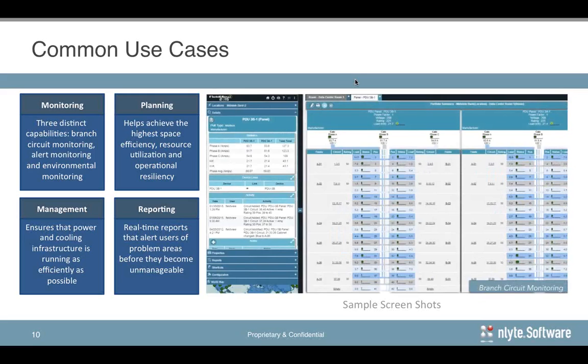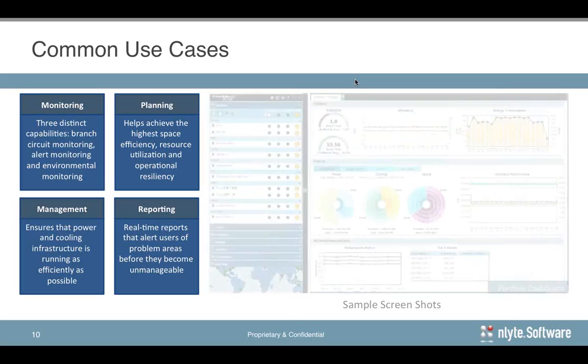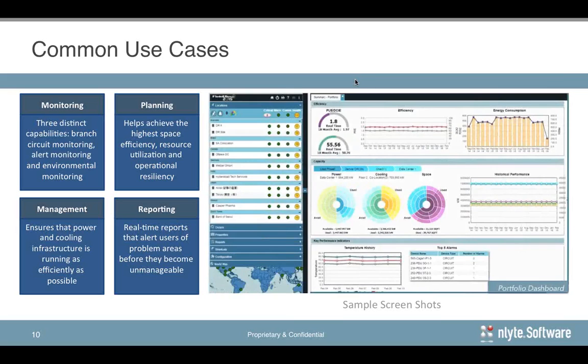So what are some of the common use cases? And these four panels do a great job of explaining that. We'll start in the upper left. Monitoring, right? That's really the name of the game here with FieldView. Mentioned earlier, BCM is FieldView's bread and butter. Without even question, it's the fastest BCM monitoring in the industry.